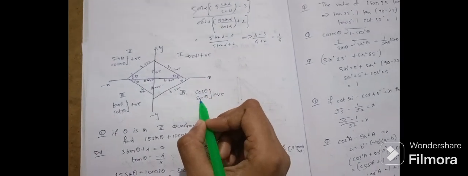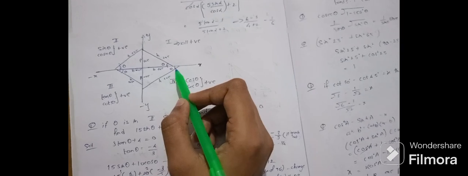And coming to the fourth quadrant, here the triangle is formed based upon the positive x-axis and negative y-axis, and the hypotenuse is positive here.